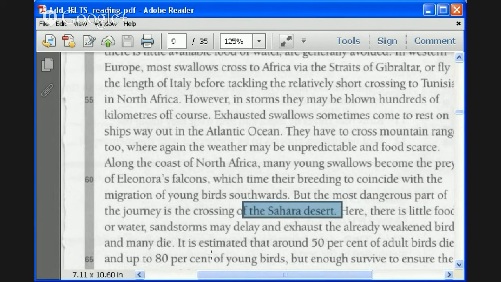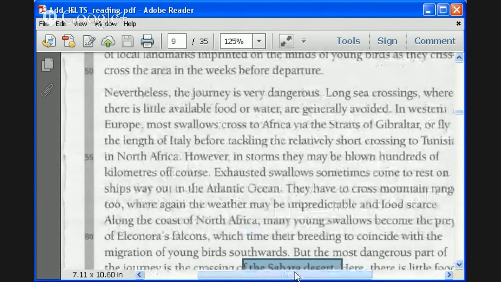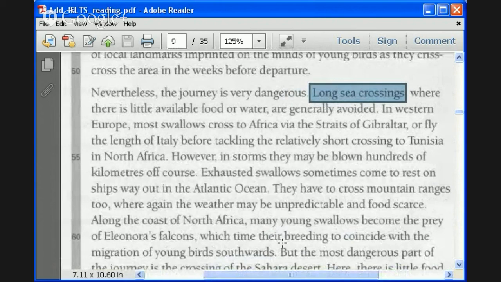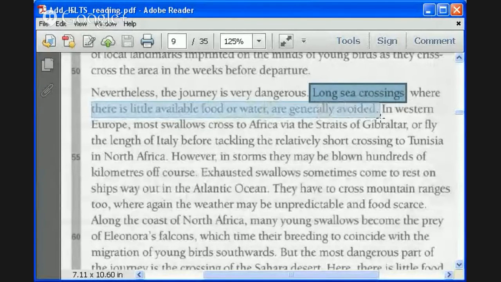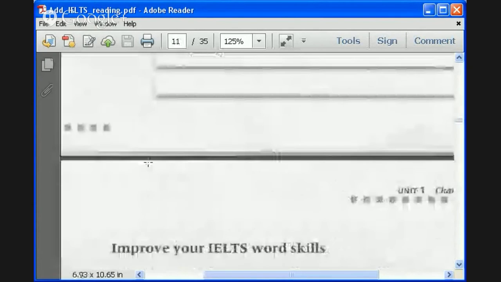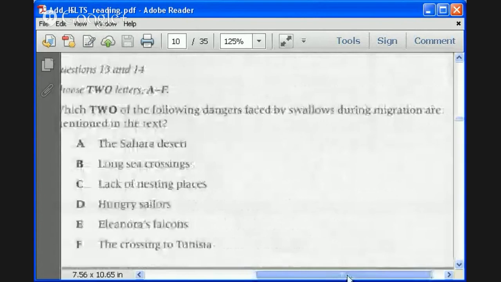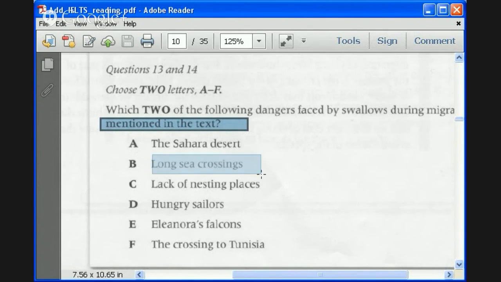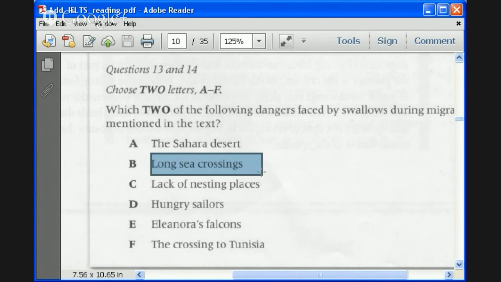What was the next one? Long sea crossings. Line 51, the first line of this paragraph. But what does it say, Raphael? Long sea crossings, where there's little available food or water, are generally avoided. Wait a minute. So when we look at the question, which two of the following dangers faced by swallows during migration are mentioned in the text? This is not a danger faced by swallows because they avoid this.